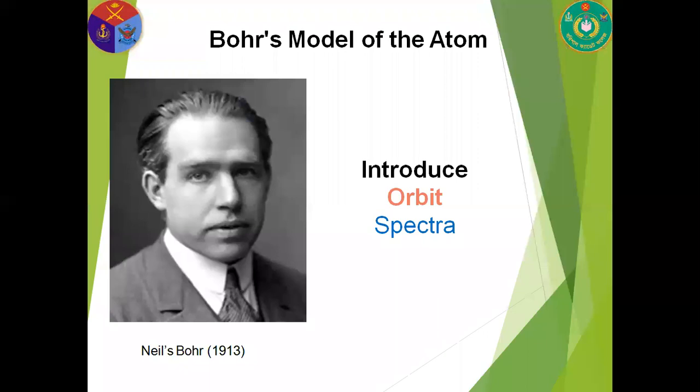Next, the most accurate atomic model is Niels Bohr's atomic model. He introduced orbit and spectra.